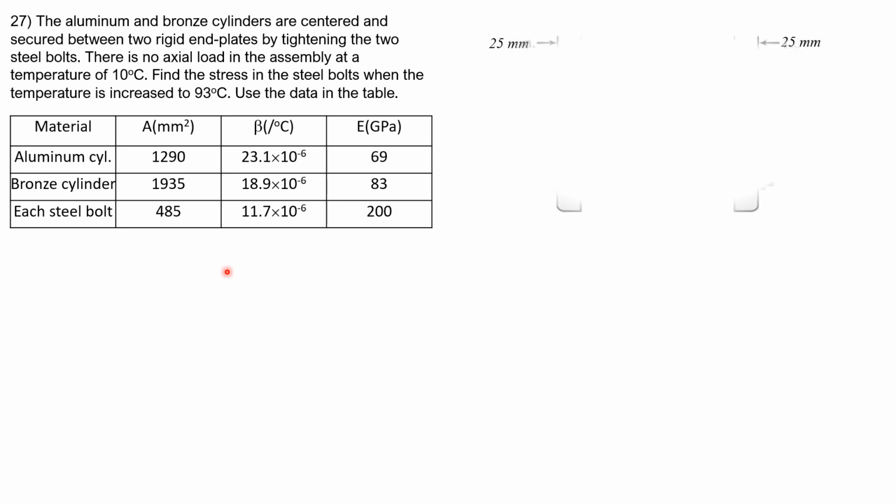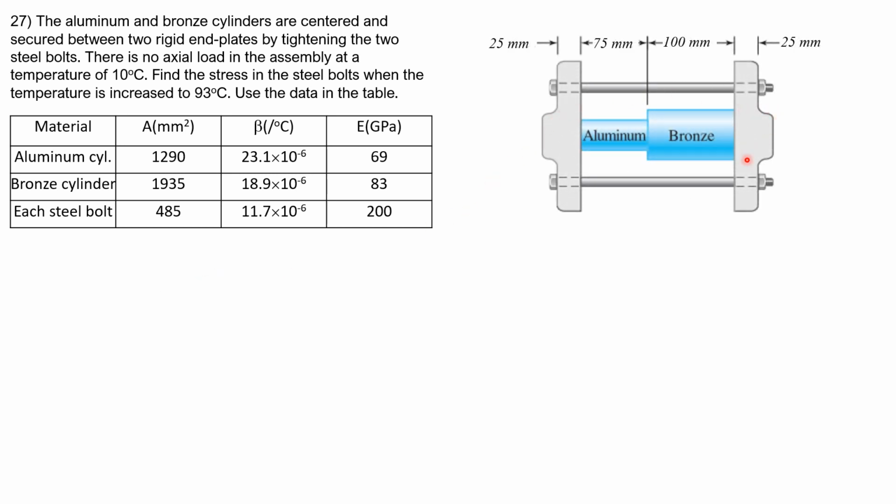Aluminum, bronze, and each steel bolt. So notice that the length of the steel bolt is 175 plus 25 plus 25, which is 225 mm. The length of aluminum is 75, the length of bronze is 100 mm. So delta T of aluminum thermal expansion is 23.1 times 10 to the negative 6, length is 75 and delta T is 93 minus 10, so 0.14380 mm.